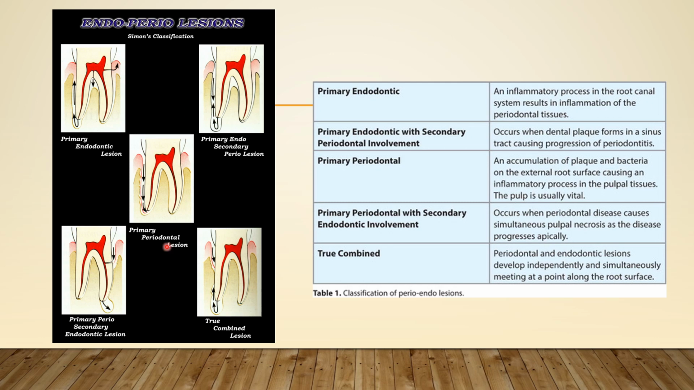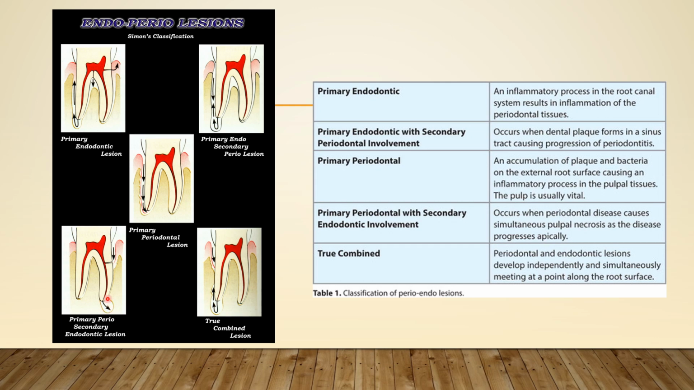And the next one is primary periodontal with secondary endodontic lesion. There you can see that this occurs when periodontal disease causes pulpal necrosis as the disease progresses apically. It can be from the apex, or through the accessory canals, and this can lead to pulpal necrosis and pulpal involvement.